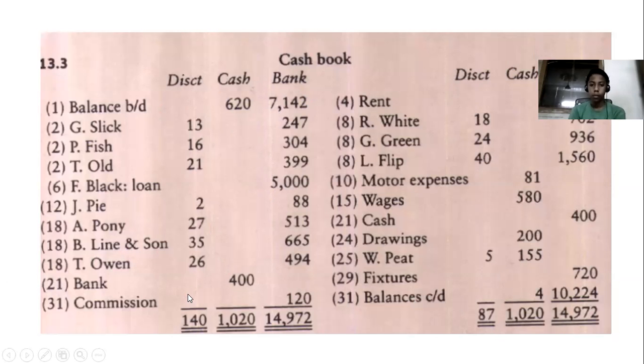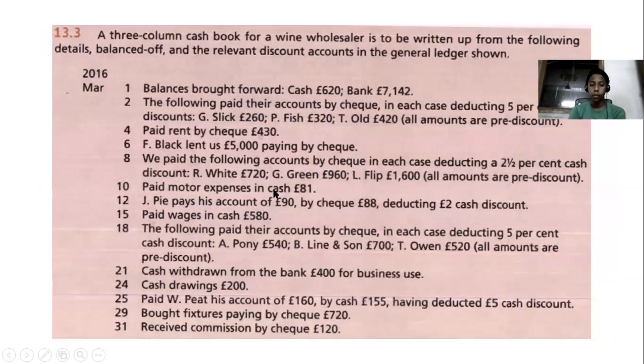Okay. Then the next is: we paid the following accounts by check. Which side? Credit side, because you are paying. In each case, deducting 2.5% discount.